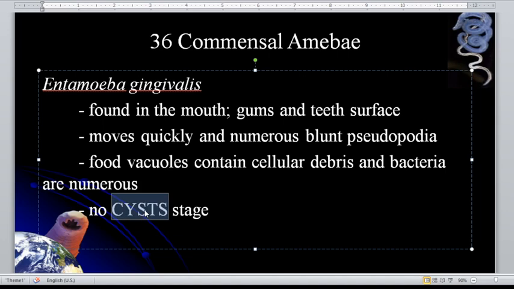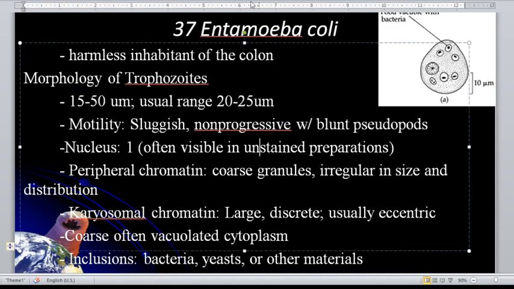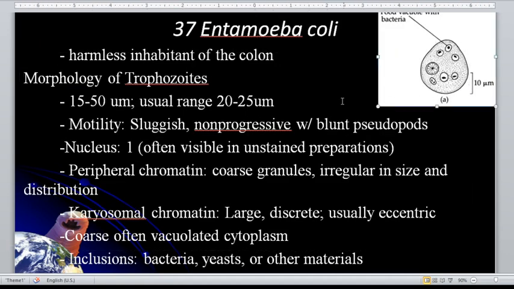It is a watery environment. Okay? It does not pose a threat. It does not pose dehydration to the trophozoite of Entamoeba gingivalis. Okay, Entamoeba coli. So guys, please memorize again the characteristics of Entamoeba coli.